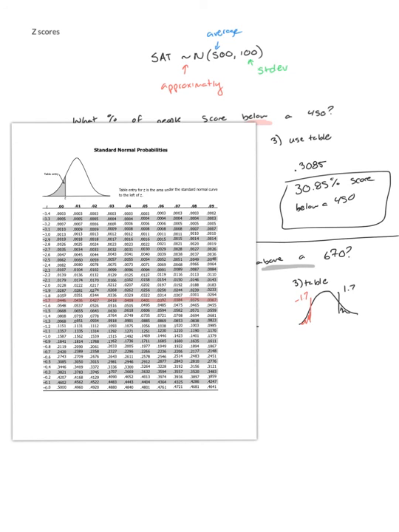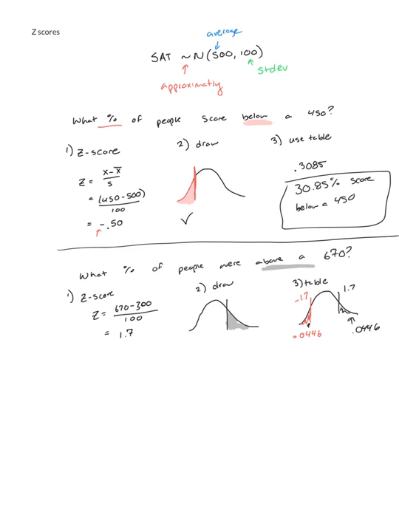I'm going to trace 0.00 down because it's negative 1.70. And what that gives me then is that this end tail right here is 0.0446, which means that if this table is 0.0446, this one has to be 0.0446 as well. It's symmetric. So, deleting my table, I can now go ahead and say that what percentage of people were above a 670? Well, 4.46% are above a 670.